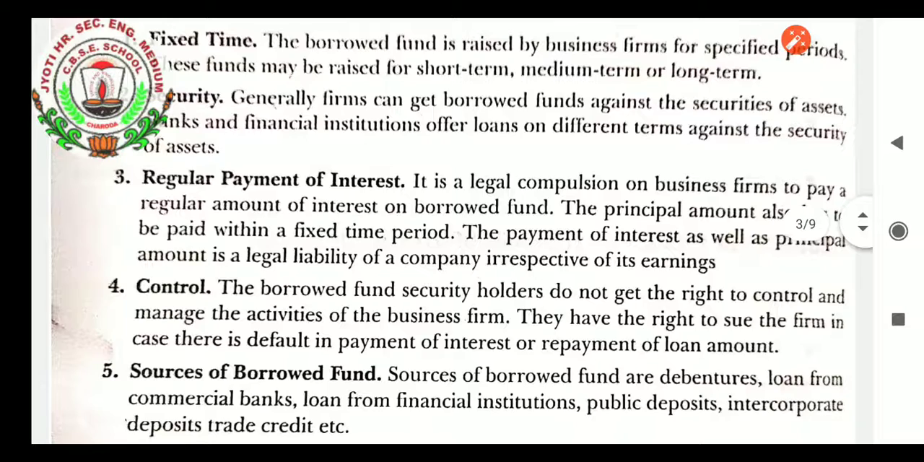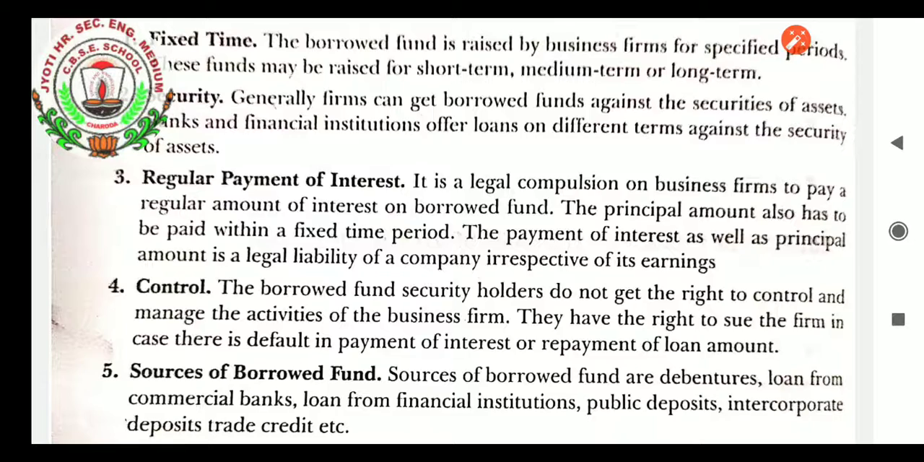Regular payment of interest. It is a legal compulsion on business firms to pay a regular amount. For example, we have taken finance from a bank. Though we are not paying the principal amount now, it is compulsory for us to pay the rate of interest every month in the given period of time. The payment of interest as well as the principal amount is a legal liability of a company irrespective of its earnings.